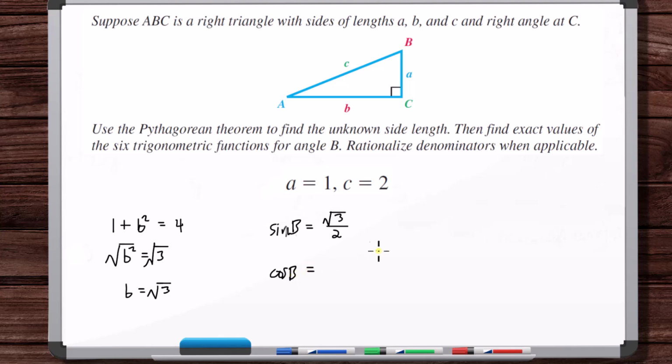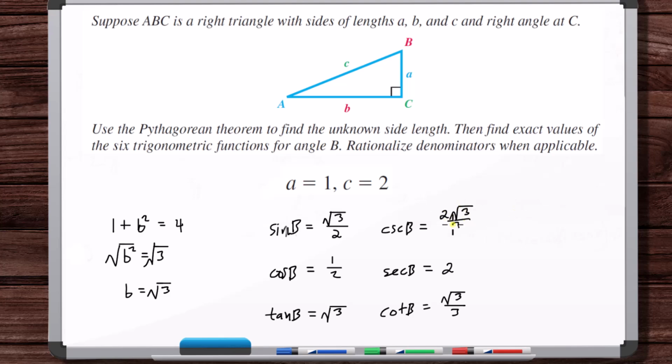Cosine of B is equal to adjacent over hypotenuse, A over C, so 1/2. Tangent of B is opposite over adjacent, B over A, so just root 3. Okay, so secant of B is 2. Let's see, cotangent of B is 1 over root 3, which is going to be root 3 over 3. And then cosecant B is 2 over root 3 times root 3 over root 3, which is going to be 2 root 3 over 3.